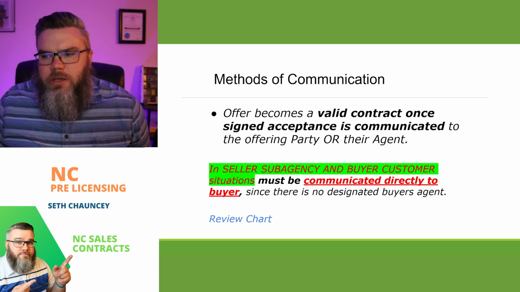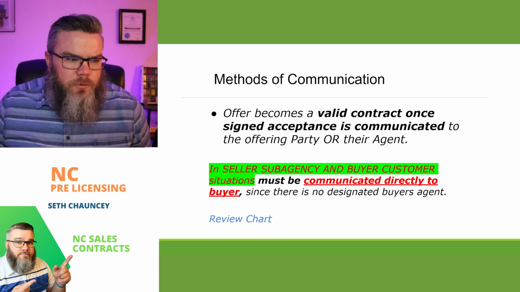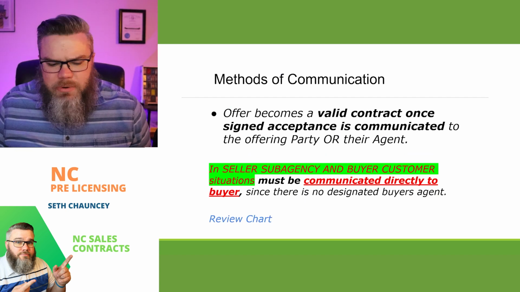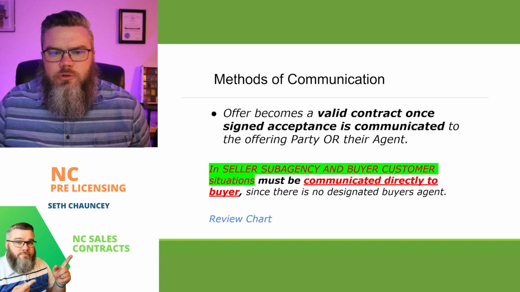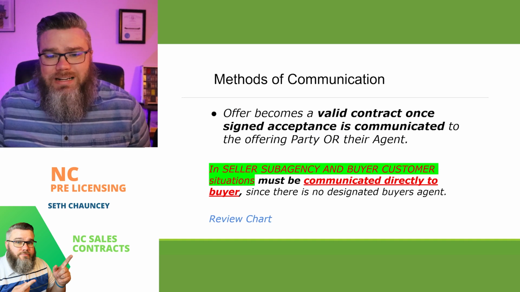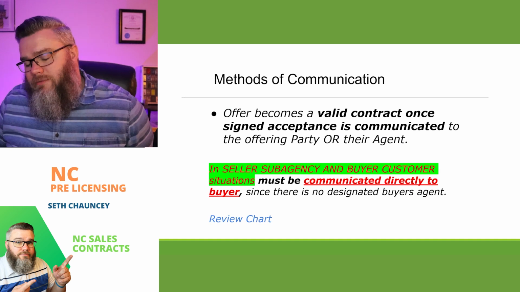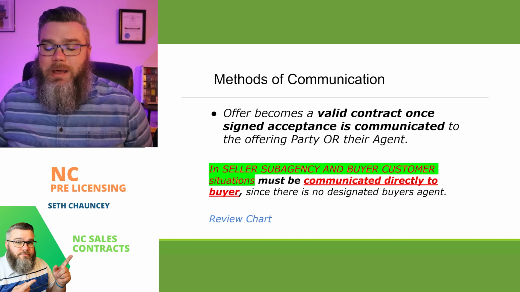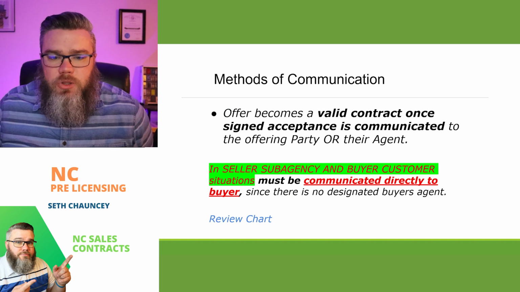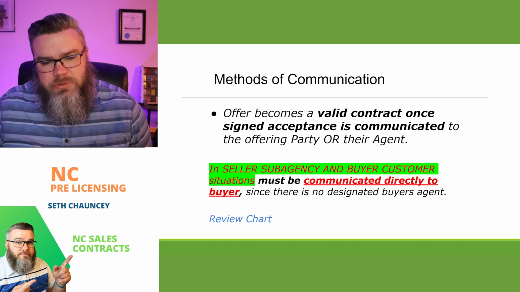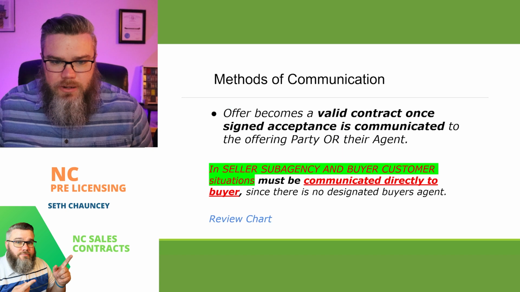So we already talked about the communication. I'm not going to go through all this again. It has to be communicated to the offeror or the offeror's agent. Remember, we gave you the example last week. If you are acting as a seller sub-agent, you are not the buyer's agent. So if an offer needed to be communicated back to a buyer who didn't have an agent, you are not under contract until the buyer knows themselves. That agency is important. Offeror or offeror's agent. If they have no agent, they have to hear it themselves.